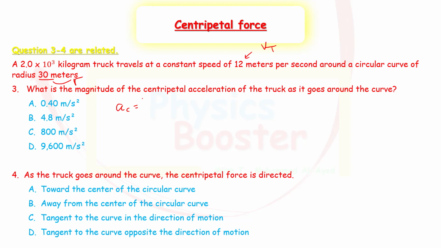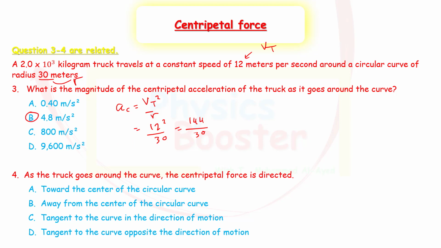Ac is equal to Vt squared over r, so it's equal to 12 squared over 30, which is equal to 144 divided by 30. So the answer is clearly equal to 4.8 meters per second squared.